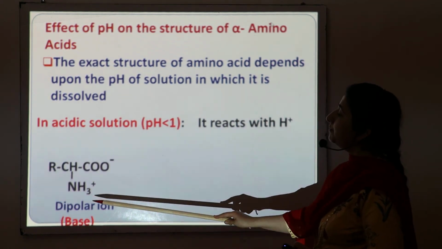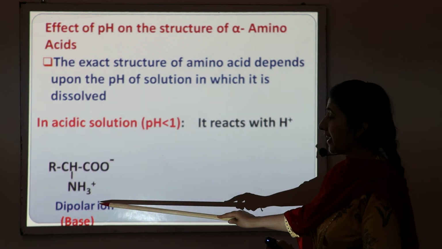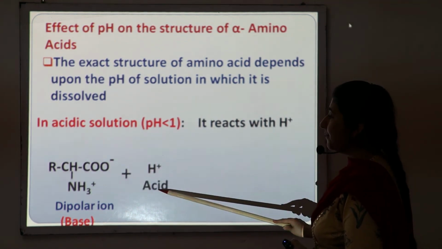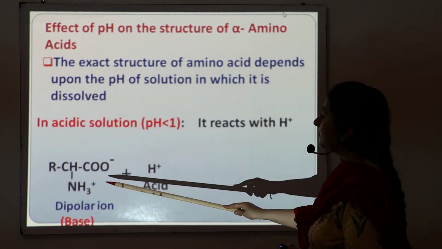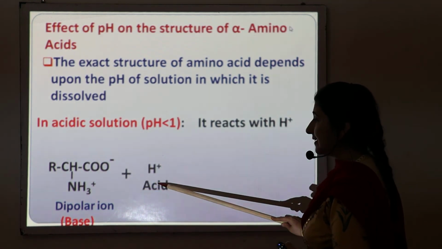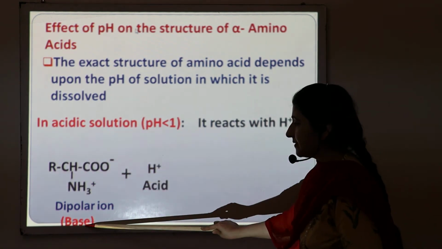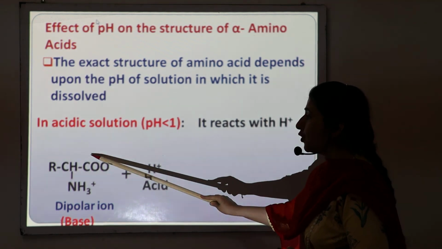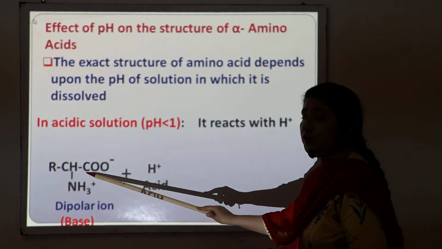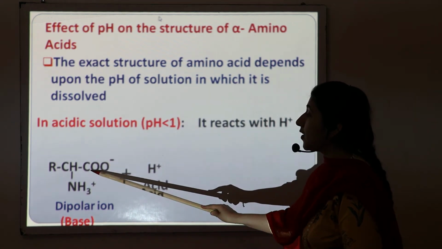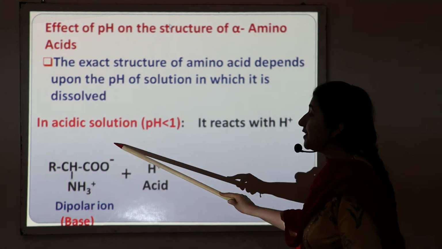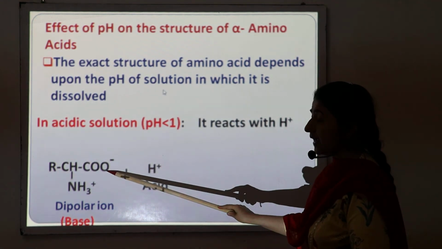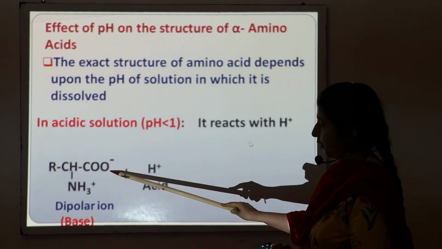So here we have an amino acid which exists in the form of a dipolar ion. It reacts with the acid, H positive. In this case, when it reacts with the acid, it behaves like a base, meaning it has a tendency to accept the H positive. So which group shows the basic nature? The carboxylate ion has a tendency to accept the H positive ion to form the carboxylic acid group, COOH group.